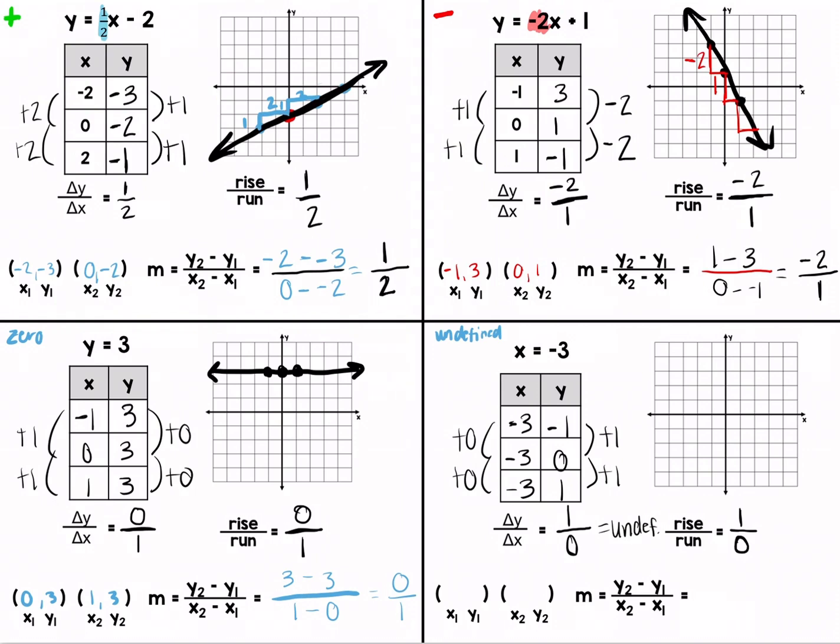So if I graph those, -3, 1, and then -3, 0, and then -3, 1, you notice I'm going up or down 1, but I'm not moving at all left and right. So that means I'm going to have a vertical line. So if you get a vertical line straight up and down, that means that your slope is undefined. It can't happen. It's undefined. So it's a vertical line. So if you got x equals a number, then your line's going to be vertical.